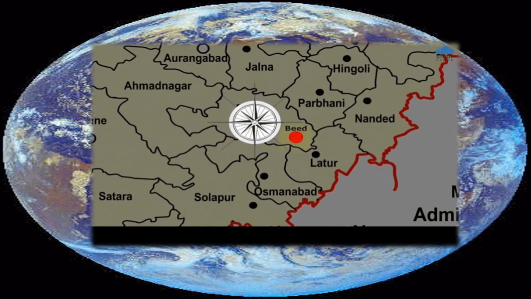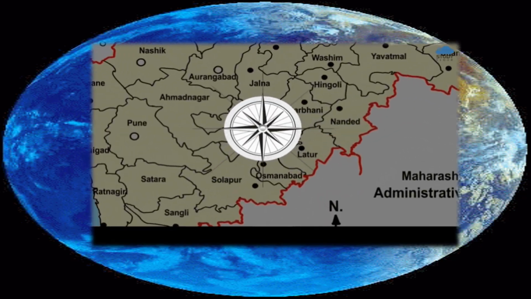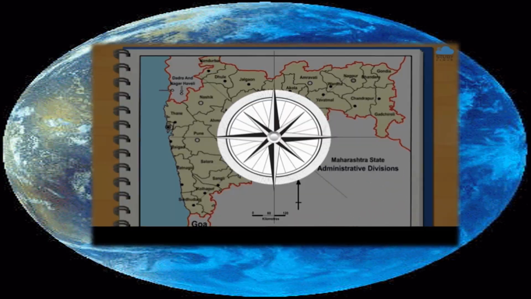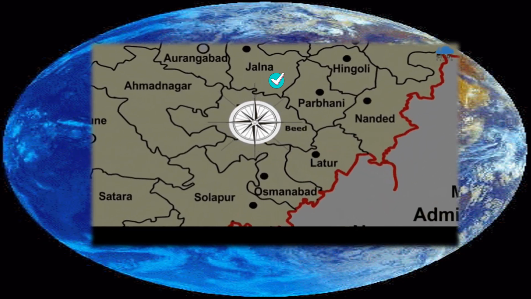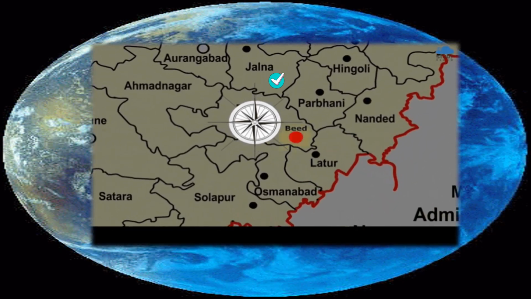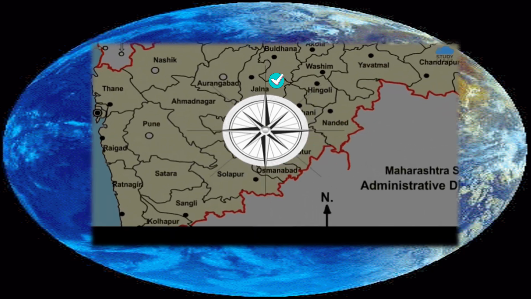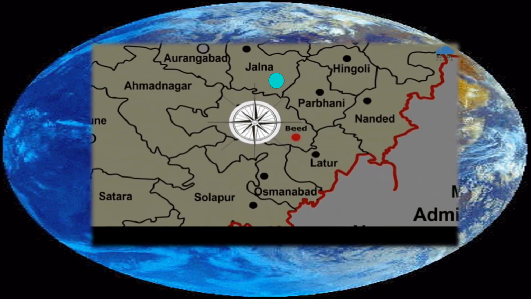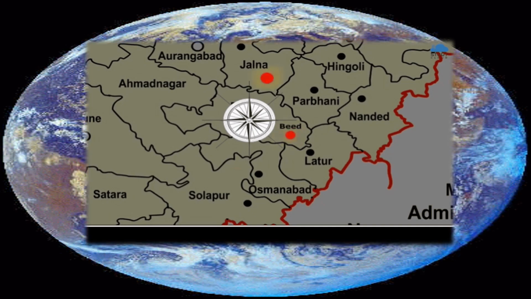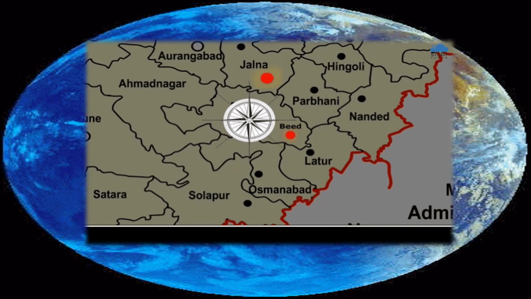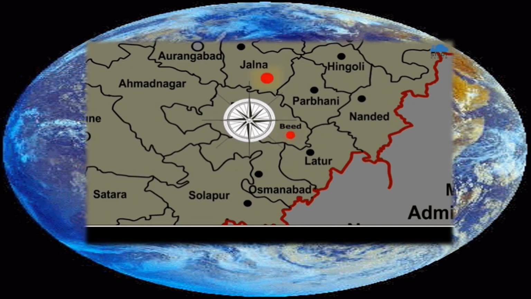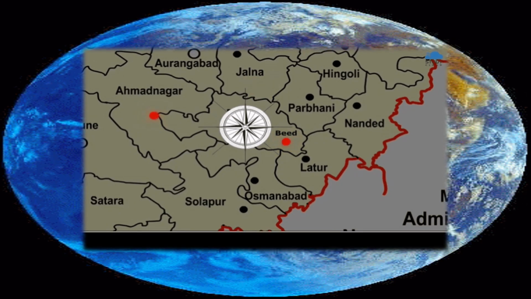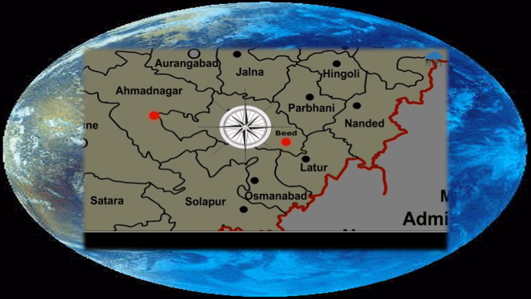Now in this map you can see, if you keep the compass rose in Beed, where will Jalna be? Can anybody guess? If you keep it in Beed, Jalna will be in which direction? Jalna will be in the north. Okay, the next question. If this is kept in Beed, where will Ahmednagar be? In the west.